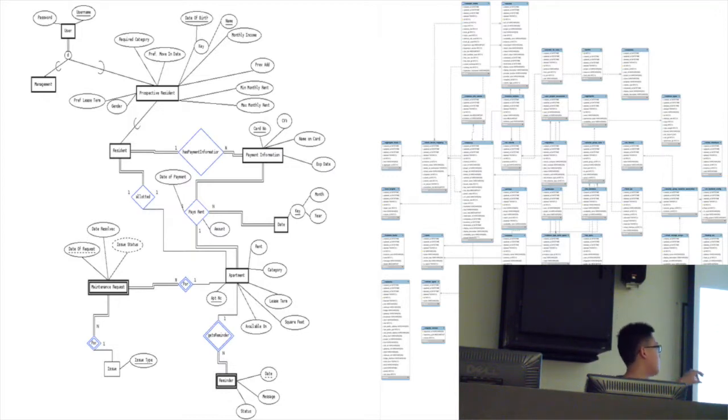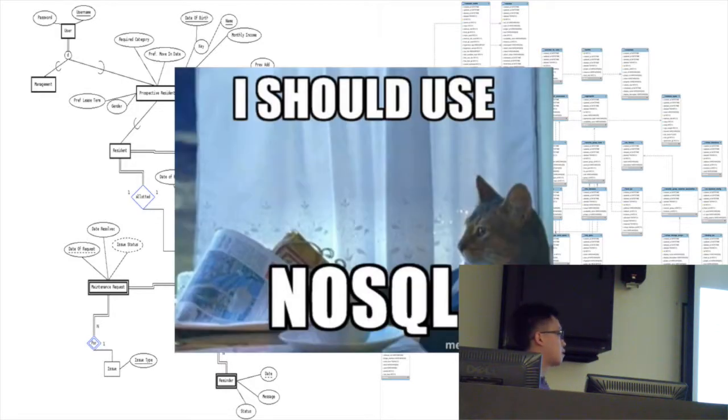You have to have entities, relationships, and properties for the whole thing. And sometimes you just don't want to use that. Sometimes you just wish, I should use NoSQL. And that is what MongoDB is.